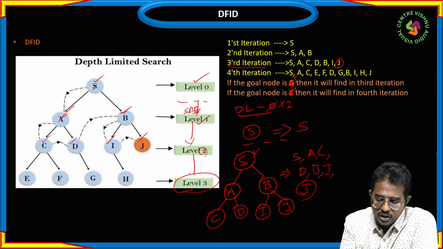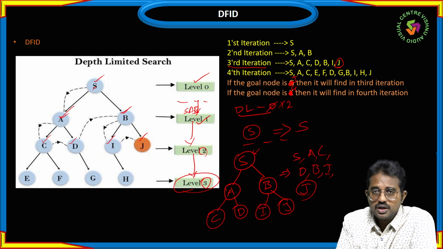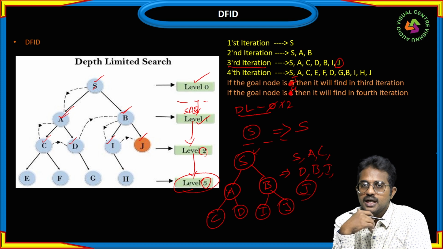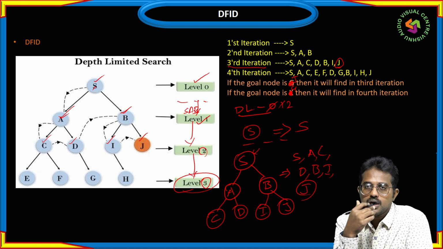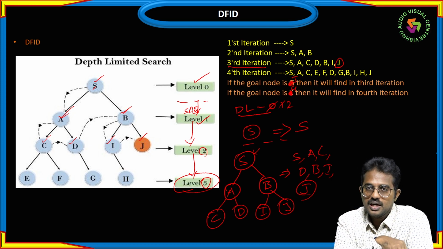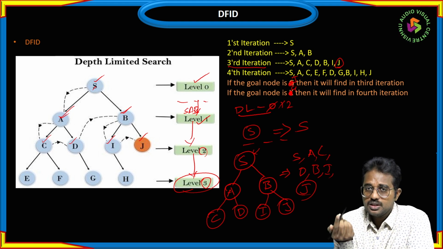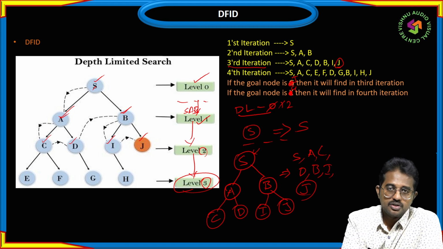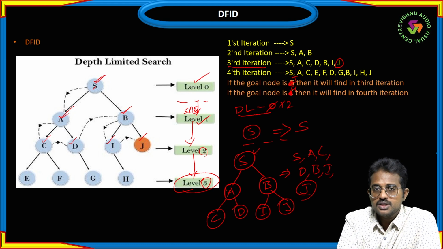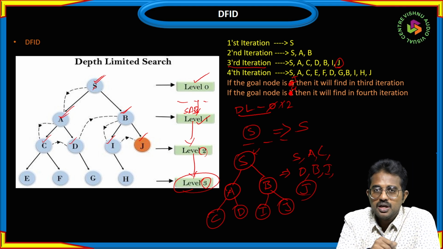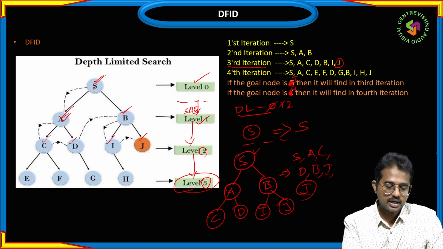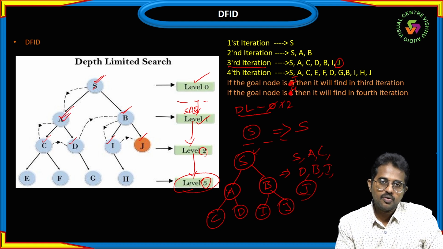So again I am going to increase the depth limit to 3. After increasing the depth limit to 3, the total graph will come under this particular depth limit 3. In this depth limit 3, first S will be checked. S is not a goal node. So A and B are added to the open list. After that, I will check A. A is not a goal node. So the children of A, C and D, are added to open.